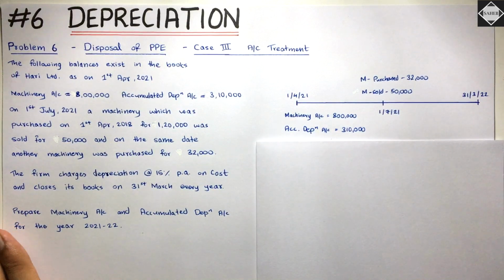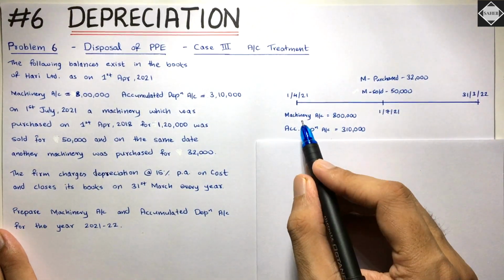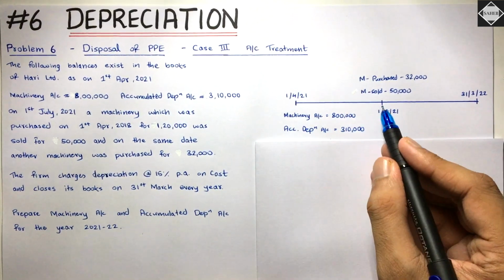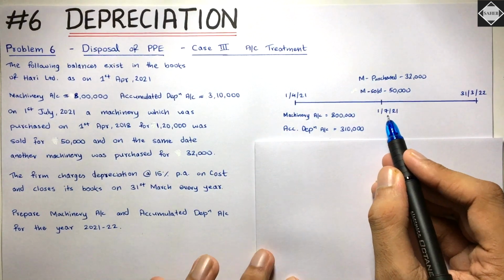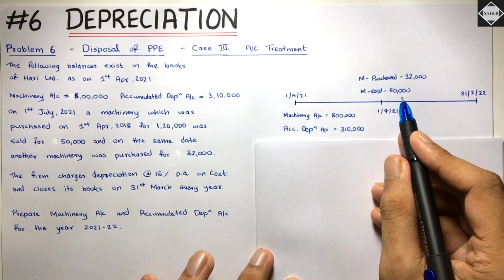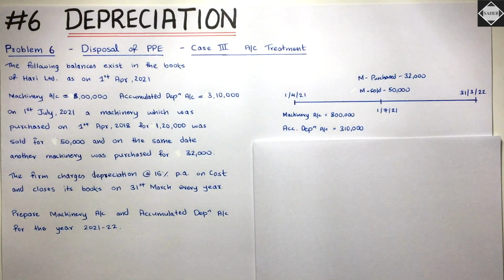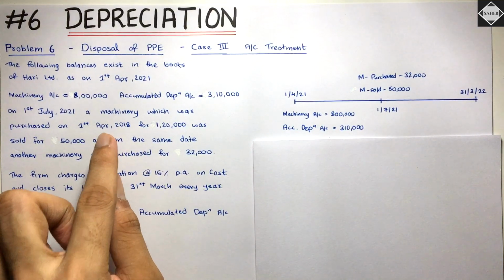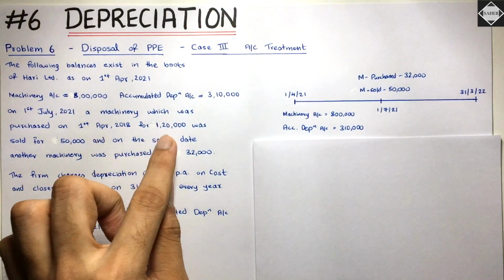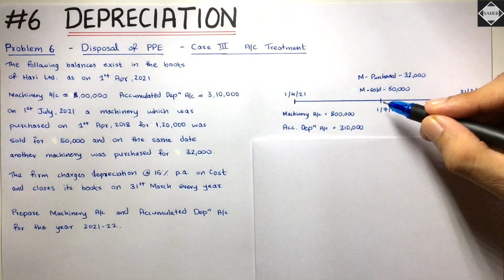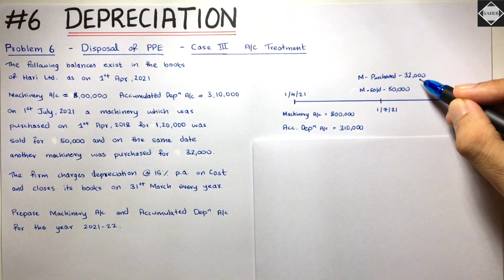See here the timeline. 1st April 2021, we had the balances, machinery and accumulated depreciation account 8 lakh, 3 lakh 10,000, and then just after 3 months on 1st July 2021, we sold machinery for 50,000. Now when we sold the machinery, they also gave us some other information, that was, you know, when we had purchased it, the purchase date, and then the original cost also, because we can charge the depreciation properly. Okay, that is why we need that information, right? And then on the same date, we have purchased another machine. Okay, another machine has been purchased for 32,000.